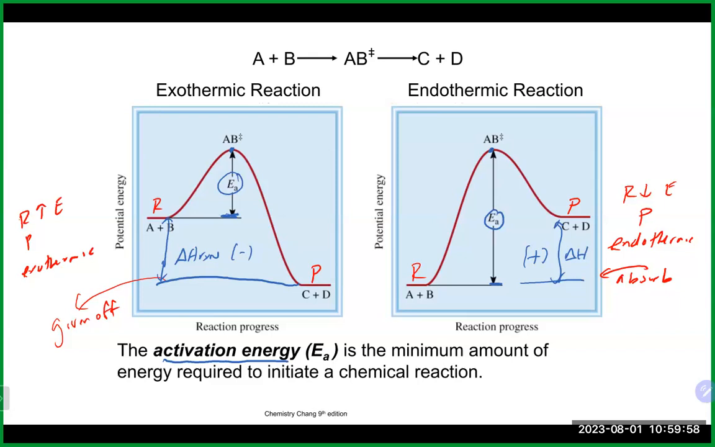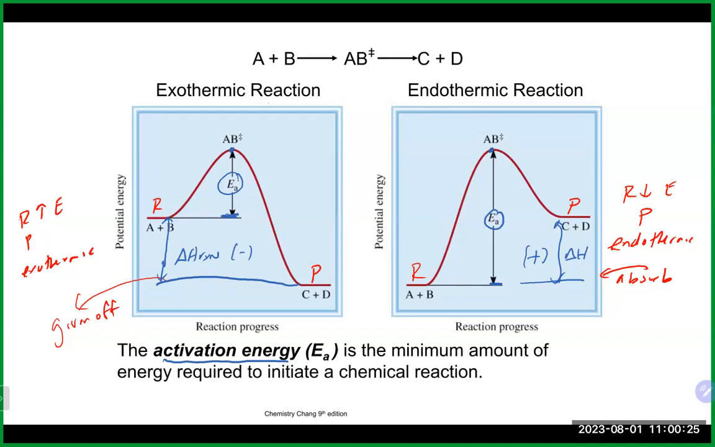It also has an effect on the rates of the reaction. The one that probably should be moving faster would be the one on the left. It has a much smaller hill to climb than the one on the right. So in terms of rates of reactions, the larger the activation energy, the bigger the hill that the reactants have to climb to get to the other side, the slower the reaction. The smaller the activation energy, the faster the reaction can proceed to get to the other side.